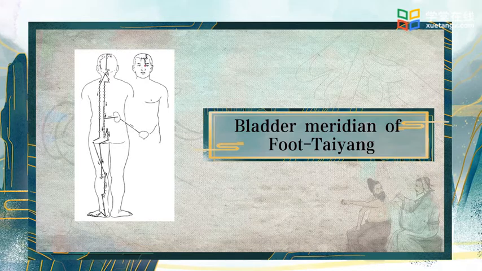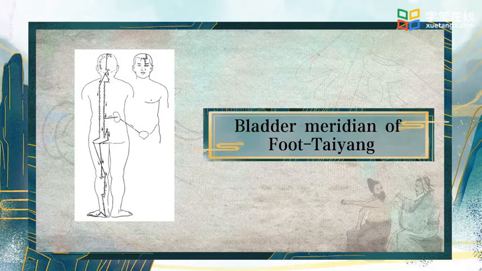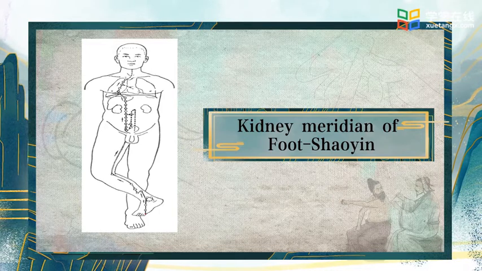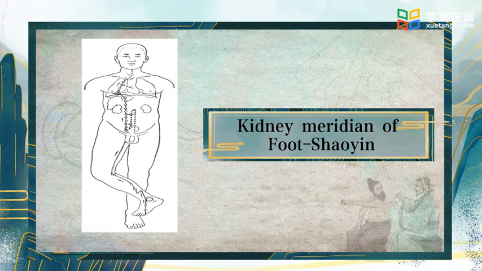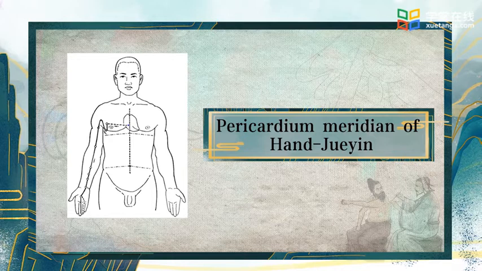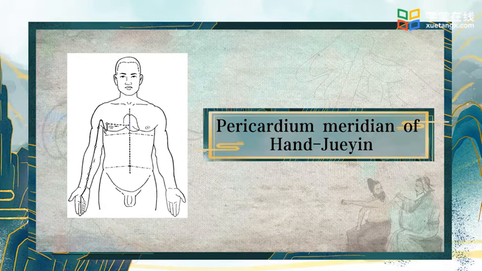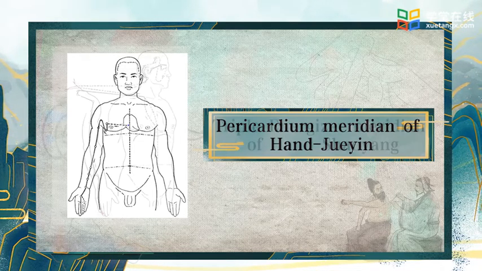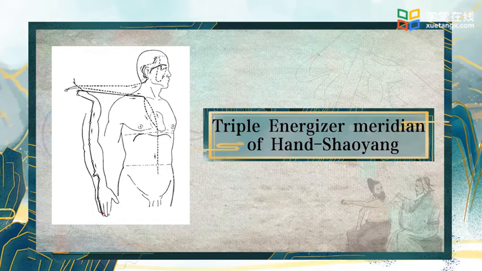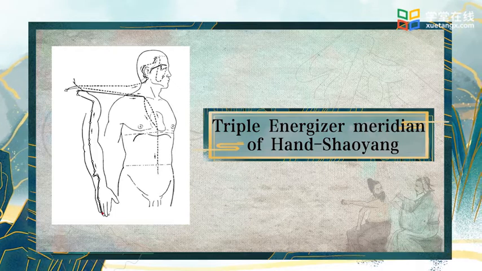Bladder meridian of foot, Tai Yang, mainly runs along the posterior aspect of the lower limbs. Kidney meridian of foot, Shao Yin, chiefly occupies the posterior aspect of the inner surface of the lower limbs. Pericardial meridian of hand, Jue Yin, mainly runs the course between lung meridian and heart meridian. Triple energizer meridian of hand, Shao Yang, chiefly occupies the course between large intestine meridian and small intestine meridian.